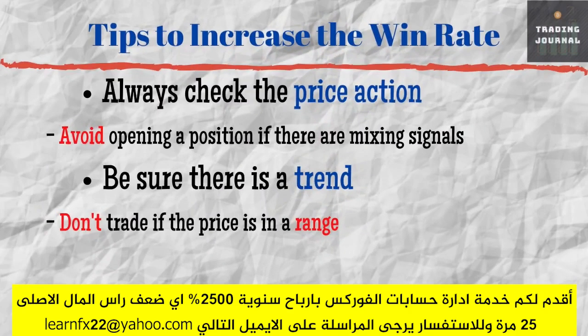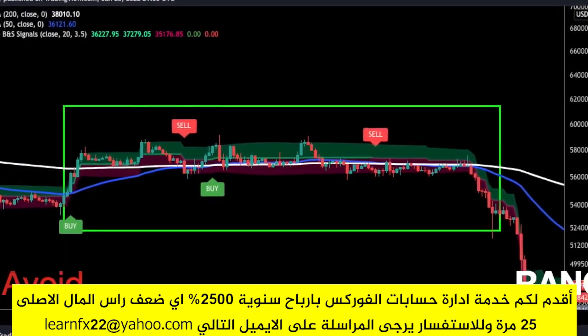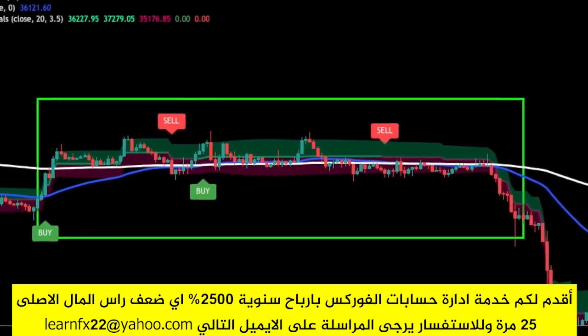Second, be sure that there is a strong trend. Since it is a pullback trading strategy, it works the best when there is a strong trend. Try to avoid opening positions when the price moves in a range like this. You can check the volume and candlestick patterns to confirm your entries.